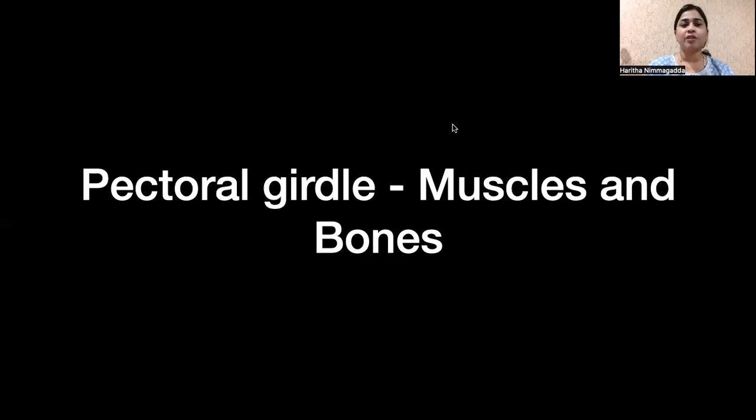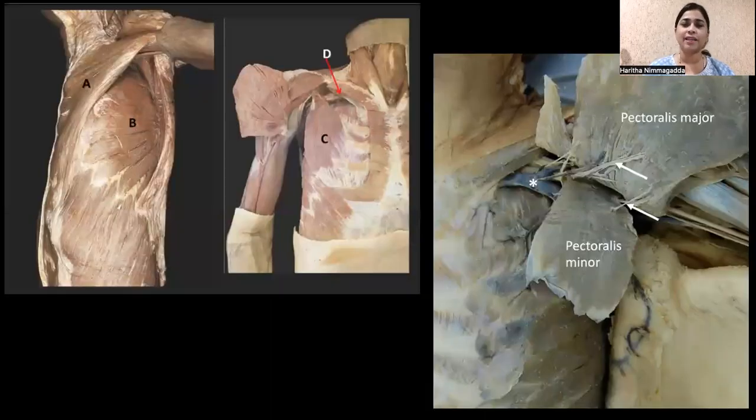So if you see the pectoral girdle, what is the pectoral girdle? First, let us understand that. In this particular picture, while dissecting in the dissection hall, you might see that once you reflect the skin, I hope you can see my pointer, this is the skin area. Once you make an incision and reflect the skin, you will see the superficial fascia, and you will see the deep fascia, which is reflected here at the pectoral region.